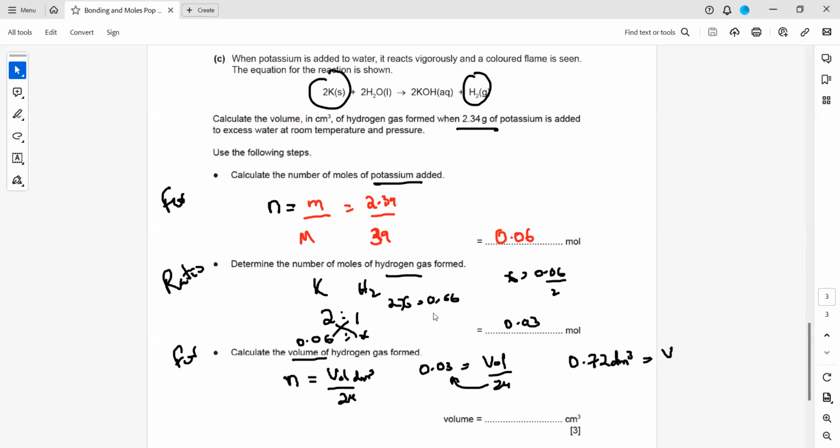That's the volume. But if you see the question, we need the final answer in cm cube. So we multiply by 1000, and it will be 720 centimeter cube. Is it clear?